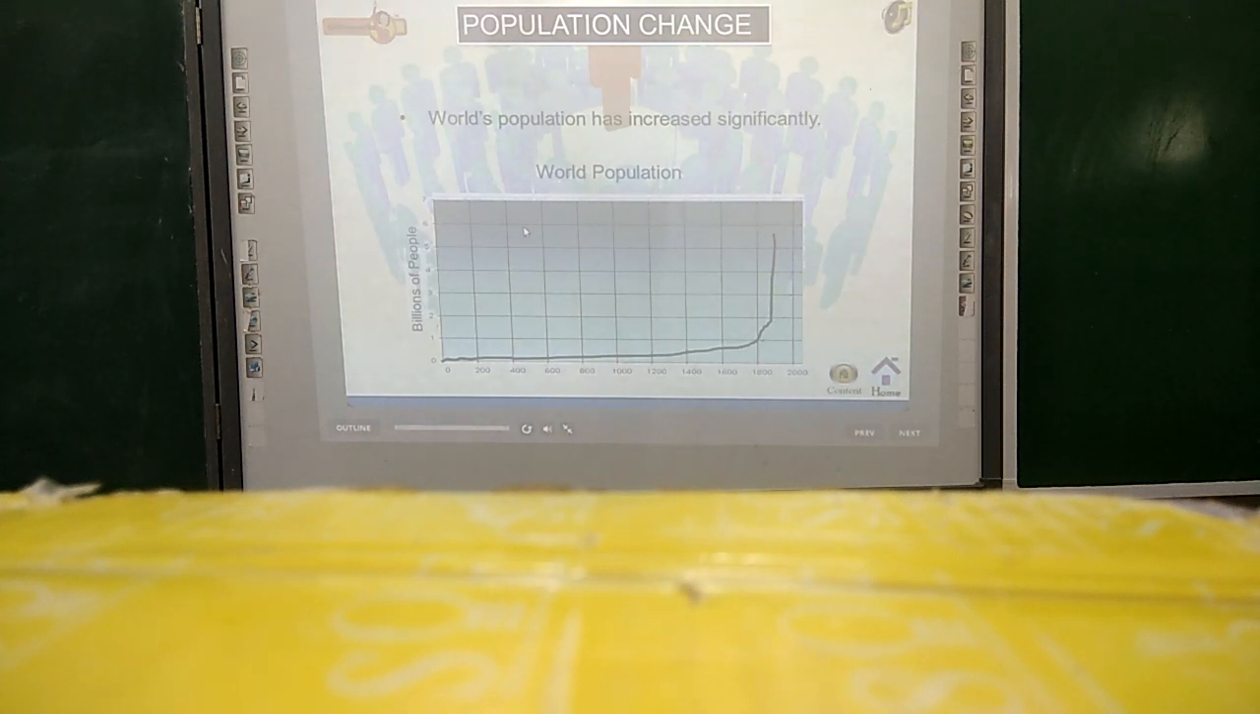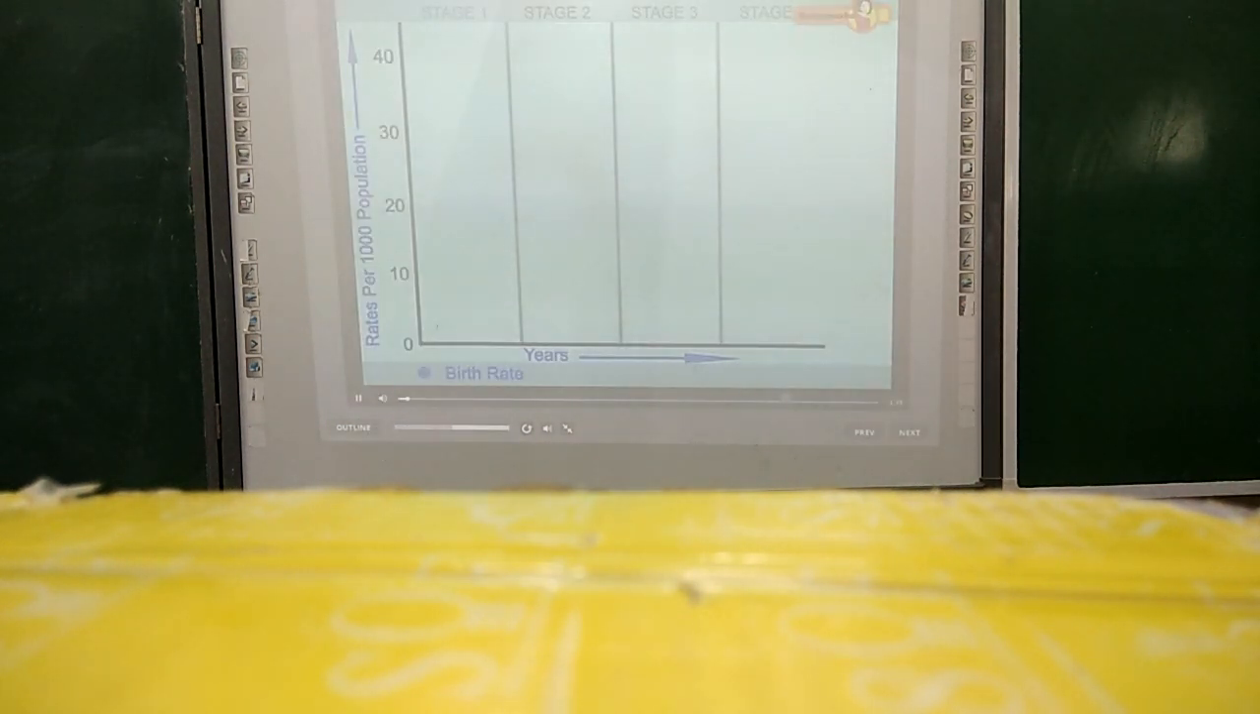Here you see, children, the world population has increased significantly. The diagram tells us about the demographic transition model. This model attempts to show how population changes as a country develops. This can be divided into 4 stages.